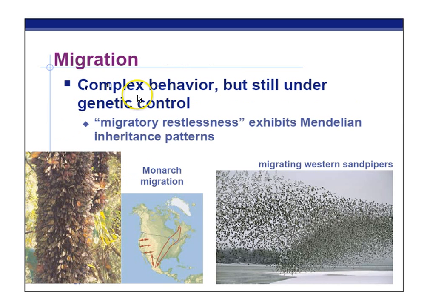Now, migration is still under genetic control, so this is still an instinct. It's an instinct to migrate. If the animals that typically migrate don't migrate, they tend to act very different and agitated.